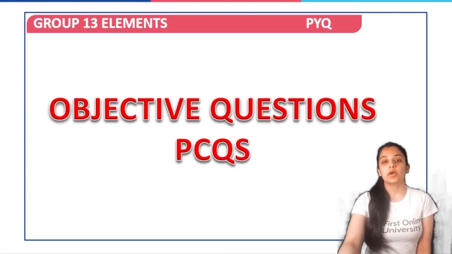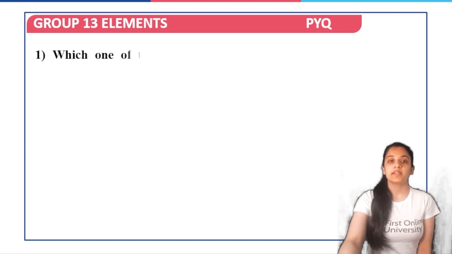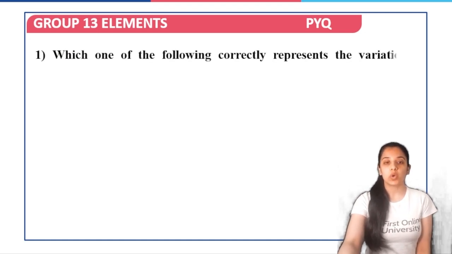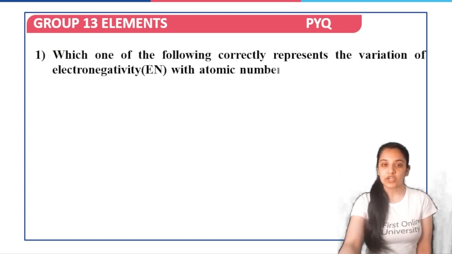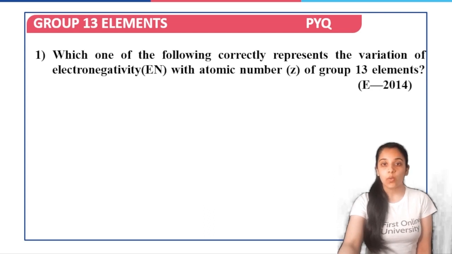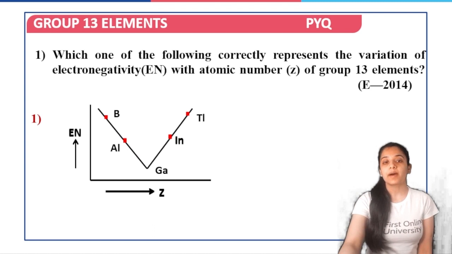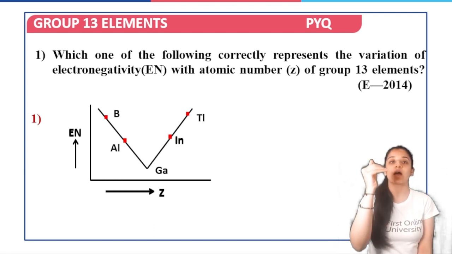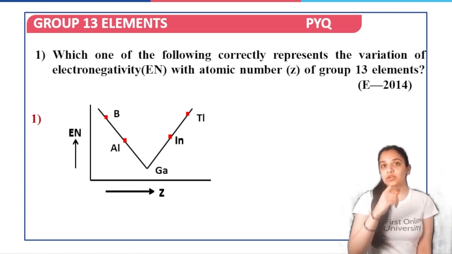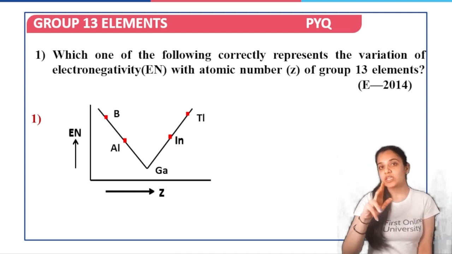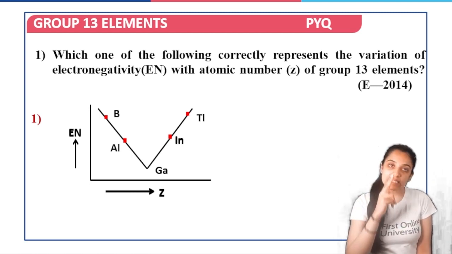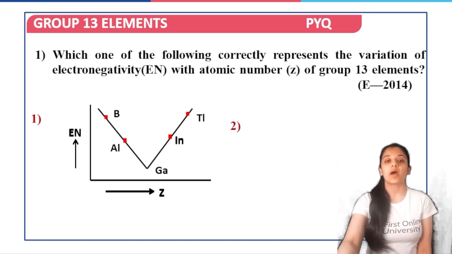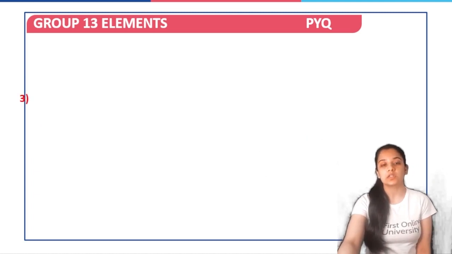Let us begin with the objective type questions now. The first question is, which of the following correctly represents the variation of electronegativity with atomic number of group 13 elements? So when we talk about the group 13 elements, that is when we are moving down the group, the electronegativity is going to change in a certain way. We have already discussed this particular order, and you have to choose the correct answer here.